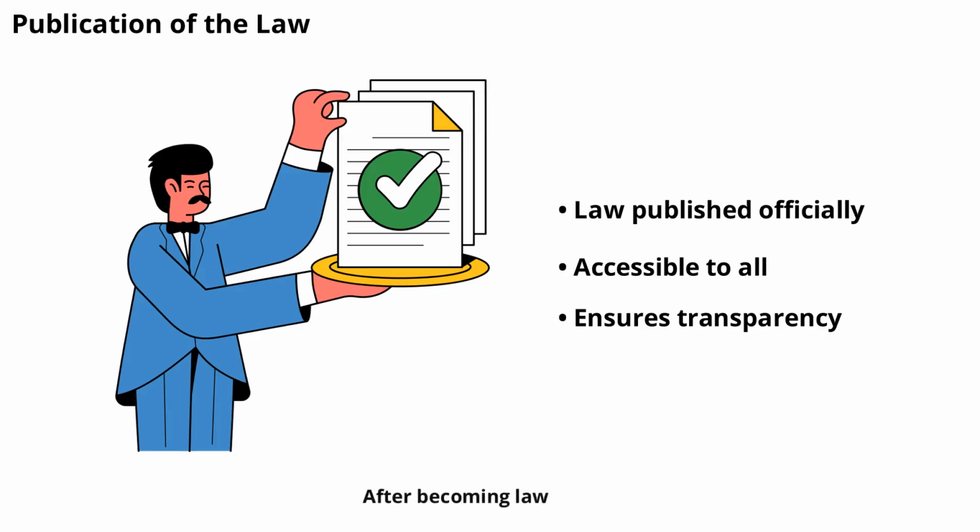After becoming law, the new statute is published in official government publications. This ensures that everyone, citizens, businesses, and government agencies, can access and understand the new rules. Publication is essential for transparency and compliance.